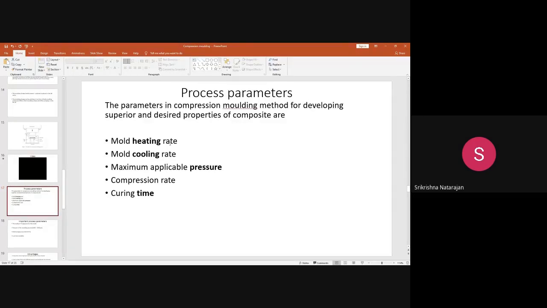Through the cooling only, the process is completed and the composite becomes ready. So the cooling rate is also important. And what is the maximum applicable pressure? This is another most important thing, because here you are applying a compressive force, so the pressure involved is higher. This you can control so that you can obtain the desired composite.